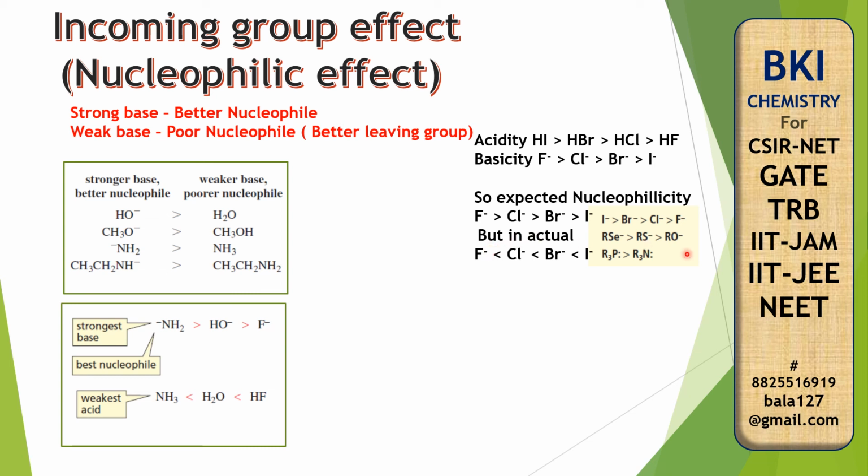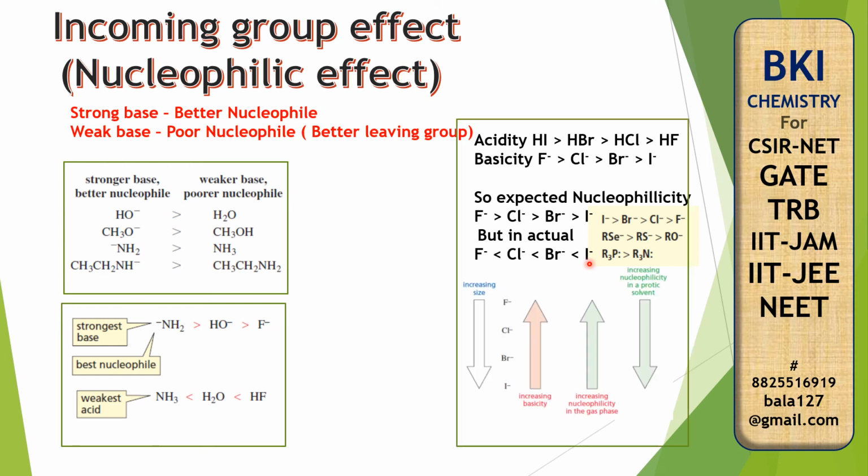And this trend follows in all other families also. In the oxygen family, selenium behaves as a better nucleophile than sulfur. Sulfur behaves as a better nucleophile than oxygen. In the nitrogen family, phosphorus behaves as a better nucleophile than nitrogen. It is due to the solvent effect. So from top to bottom, basicity decreases and nucleophilicity increases. In the gas phase, basicity and nucleophilicity both follow the same trend. But actually, SN reactions happen in a solvent system. So due to the solvation effect, basicity and nucleophilicity follow opposite trends.